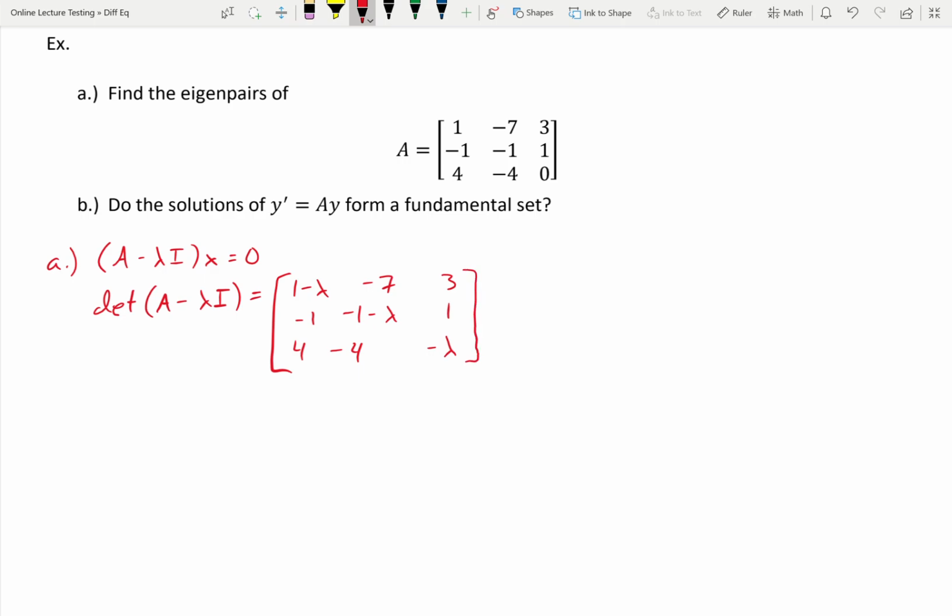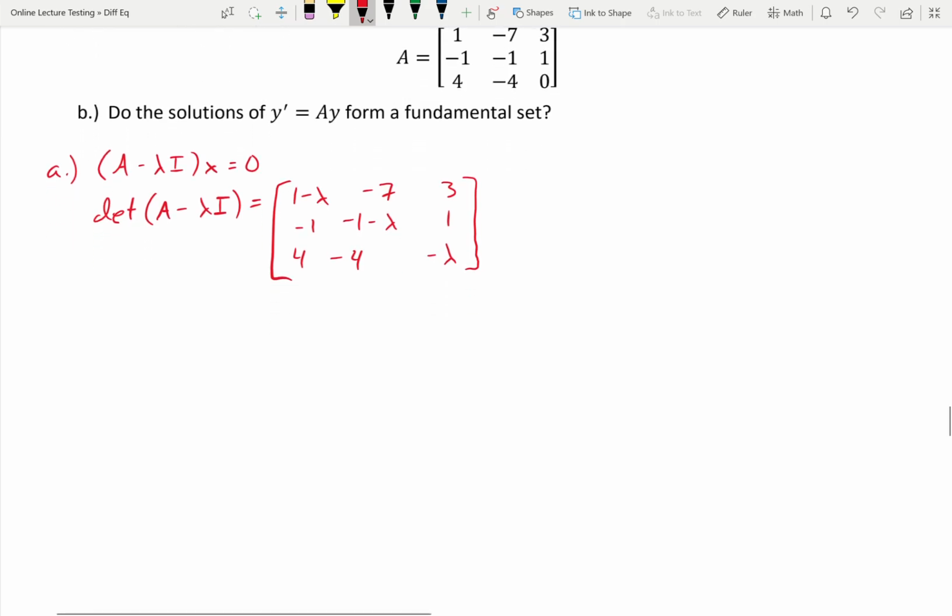All right, this is the fun part, where we have to compute the determinant of a 3 by 3. This is the nice thing about using my tablet: I can highlight or circle the minors and color code them. So we're going to deal with the minor of this entry. I'm going to have 1 minus lambda times its minor, which is negative 1 minus lambda times negative lambda minus negative 4, so plus 4.